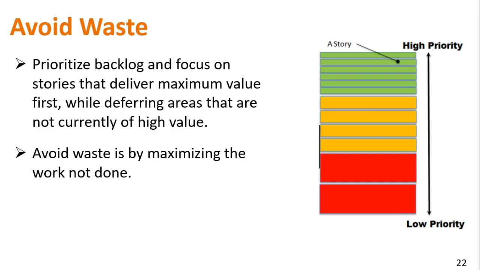We have to be able to realistically assess how our stories all fit together, how our backlog items fit together, so that we can deliver value, and then we choose items to work on that are going to deliver the maximum amount of value available, and push things down if they're not more important. Nice avoiding waste is by maximizing the work that's not done.